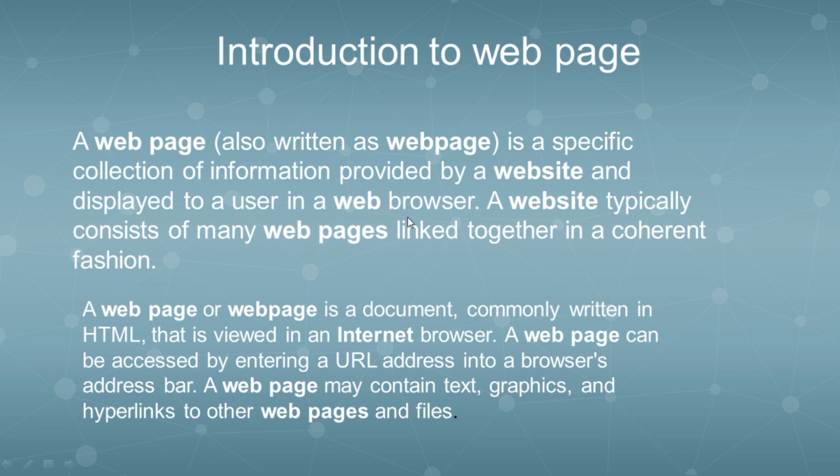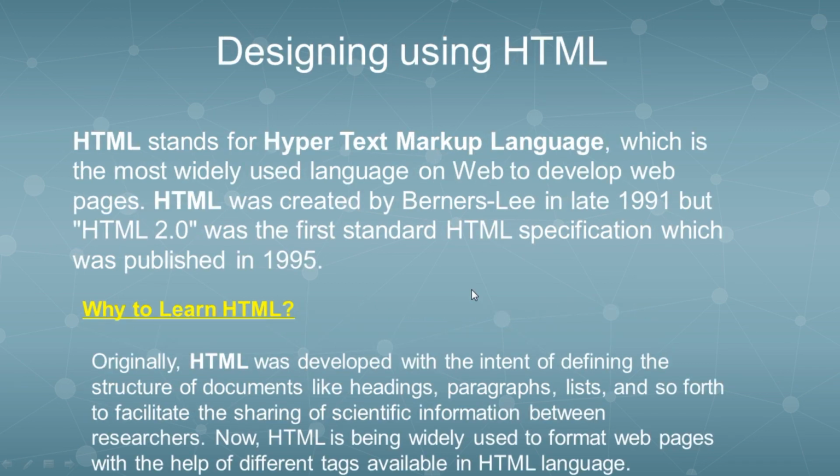A website typically consists of many web pages linked together and connected in a fashion. So the collection of web pages is termed a website. For example, google.com is a website. Facebook.com is also a type of web page and website. A web page may contain text, graphics, and hyperlinks. We'll explain hyperlinks after the next topic.